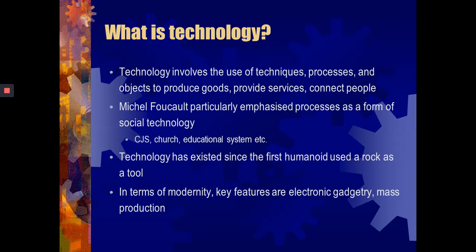Foucault uses the term technology to indicate social systems as well. So the criminal justice system, the church, the educational system are all what he terms as technology. They're means of bringing people together to engage in particular tasks, particular functions, and to grease the wheels of society to enable certain processes to happen.